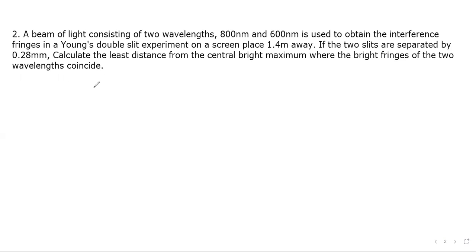So let the two bright fringes coincide at the least distance x from the central maximum. So what will be the condition? The condition is n lambda 1 D upon small d must be equal to one more or one less, so n plus 1 times lambda 2 times D divided by small d. So this is the condition for coinciding of the two interference fringes.